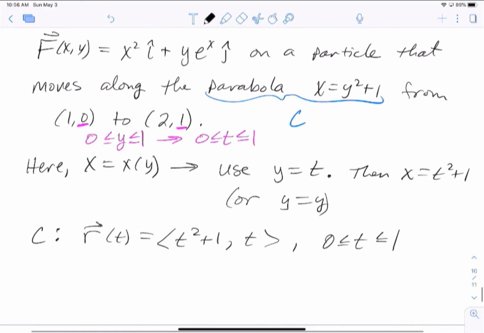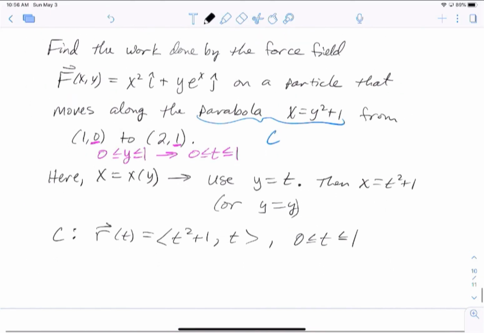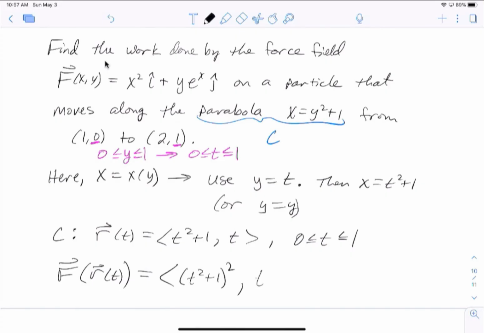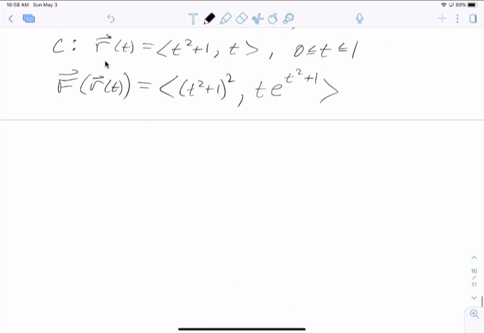And then we are going to express the vector field F in terms of r of t. And so we have t squared plus 1, the quantity squared, comma t e to the t squared plus 1. Knowing what r is gives us r prime, and so r prime of t is equal to 2t, 1. Now I'd like for you to go ahead and set up and evaluate the integral of F dot dr with the information that we have here.